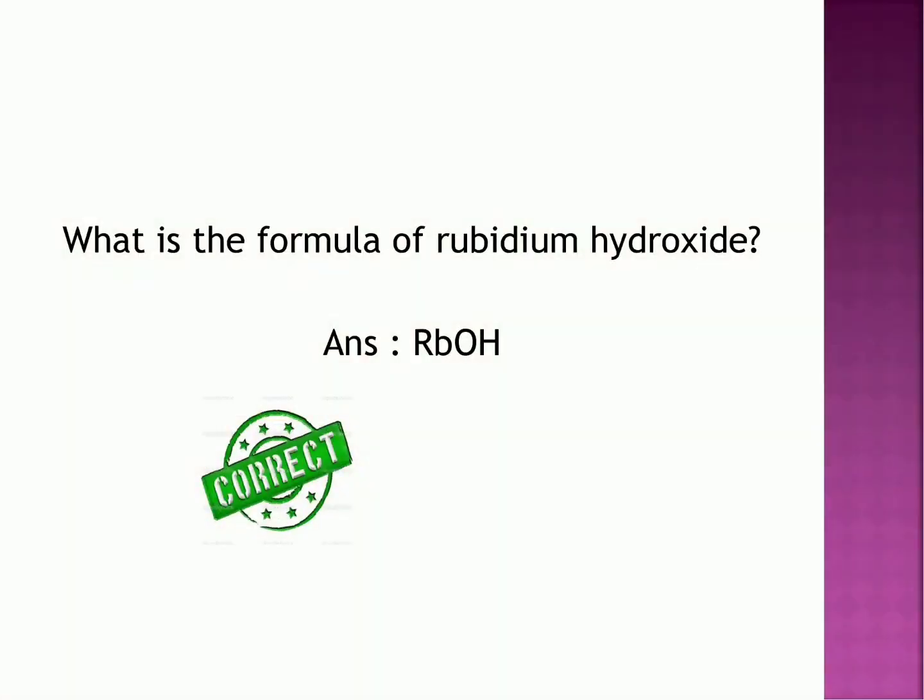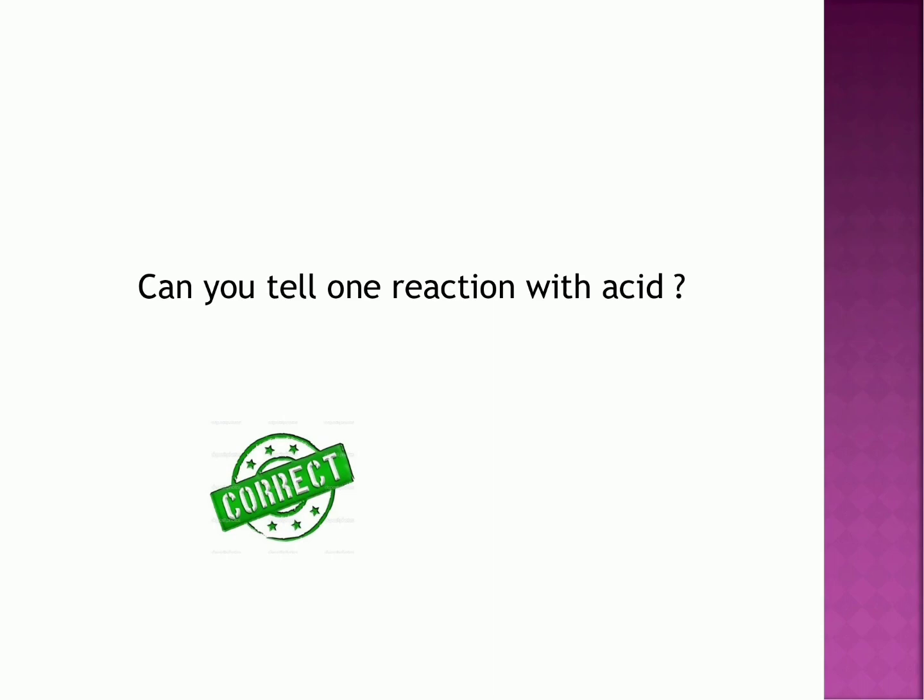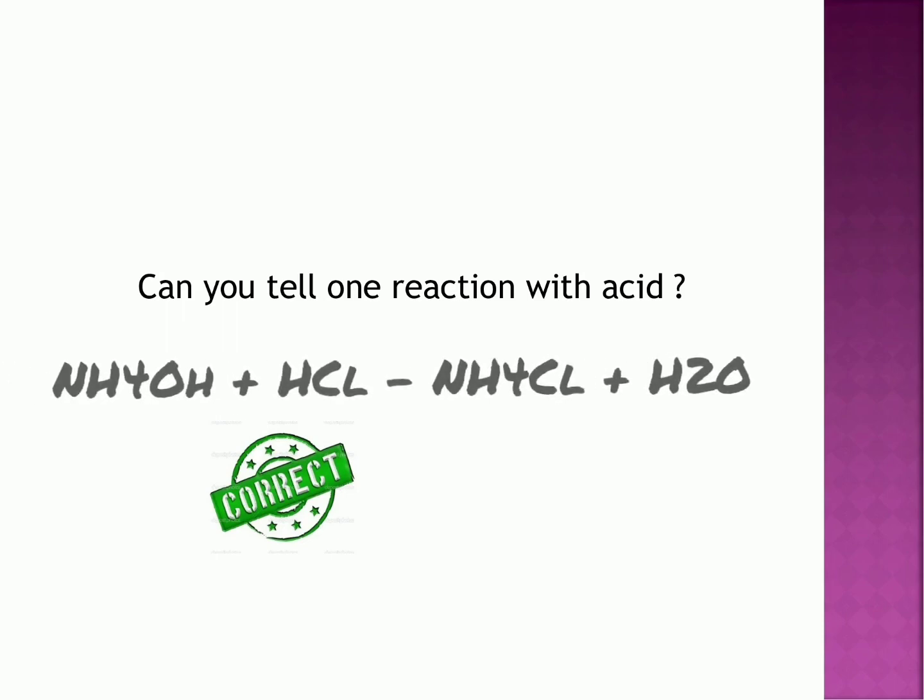What is the formula of rubidium hydroxide? Answer: RbOH. Can you tell one reaction with acid? NH4OH plus HCl is equal to NH4Cl plus H2O.